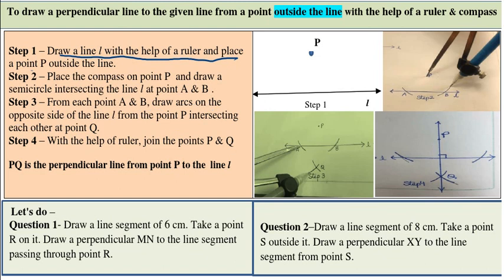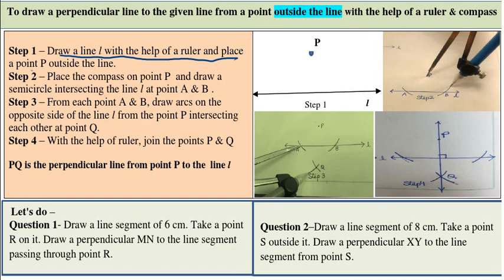Alright, now the same we have to do here. Draw arcs on the opposite side, not at P. Okay, so we'll draw all arcs on the opposite side here, and then this becomes our point Q. Then simply join these two and your perpendicular line is ready.